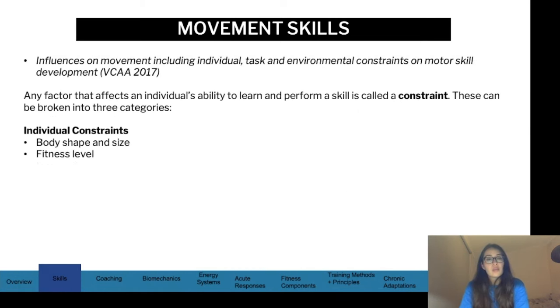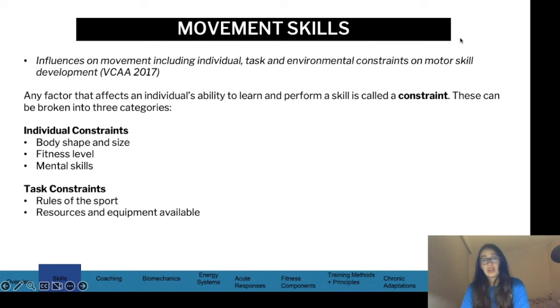So what are movement skills? Well, we've already done that, I guess. Now we're moving on to coaching and constraints. So any factor that can affect an individual's ability to learn and perform a skill is called a constraint, and this can be broken into three categories.